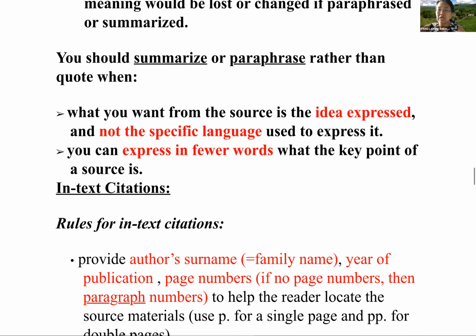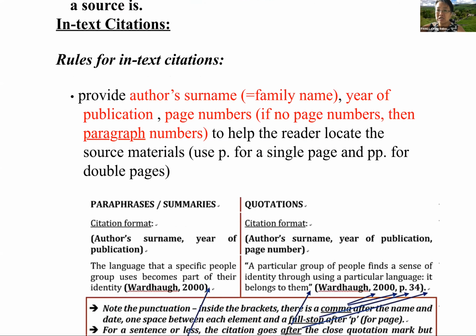Another thing you need to pay attention to is to use the in-text citations. Now, you heard me talking about the term in-text citations many times already. In-text citations means you just put down the source materials, all right, inside your essay. That's why it's called in-text, all right? Now, usually the in-text citations include the family name of the writer, year of publication, or page numbers. If no page number, you use the paragraph numbers. Now let's look at two examples here.